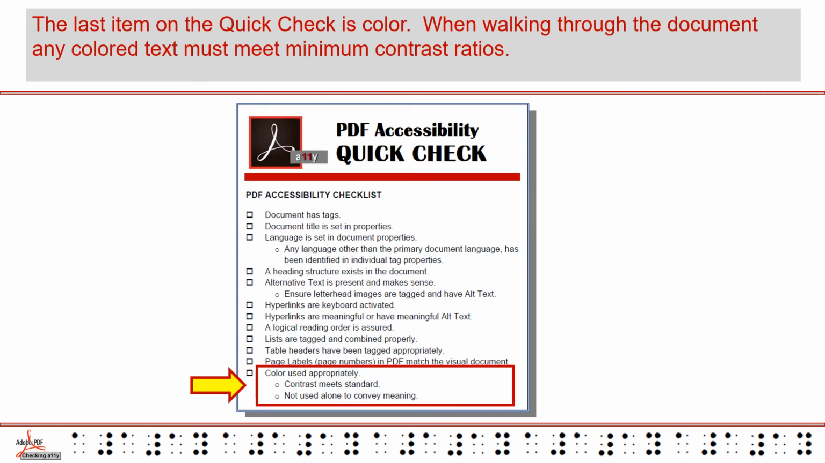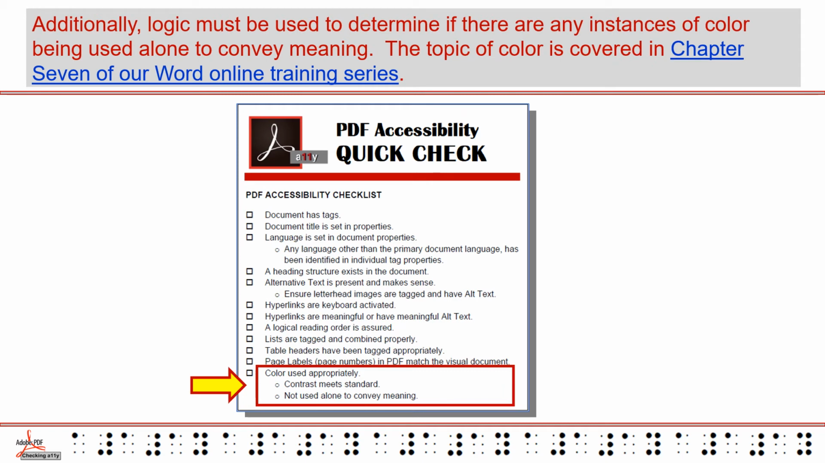When walking through the document, any colored text must meet minimum contrast ratios. Additionally, logic must be used to determine if there are any instances of color being used alone to convey meaning. The topic of color is covered in Chapter 7 of our Word Online training series.